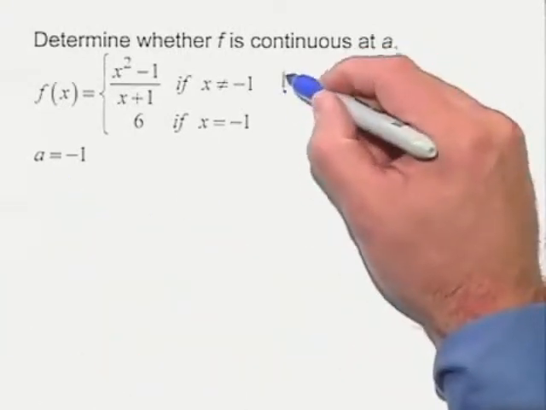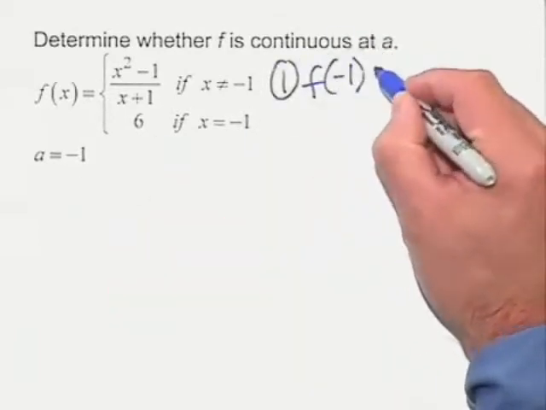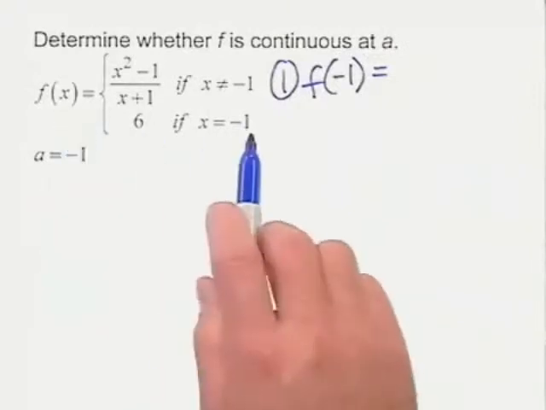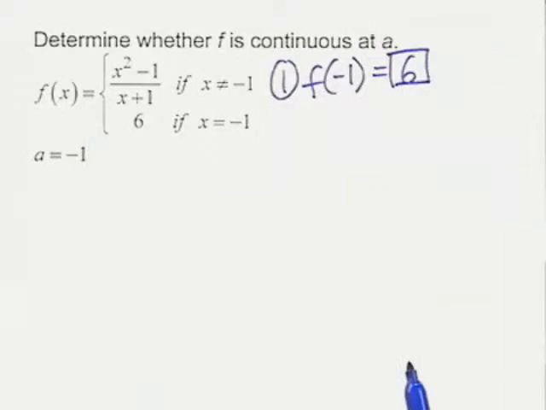Now, the first requirement for continuity is that the function must exist at that point. So we'll evaluate f of negative 1. When x is, in fact, negative 1, we obtain a value of 6. So we satisfy our first requirement for being continuous at a point.